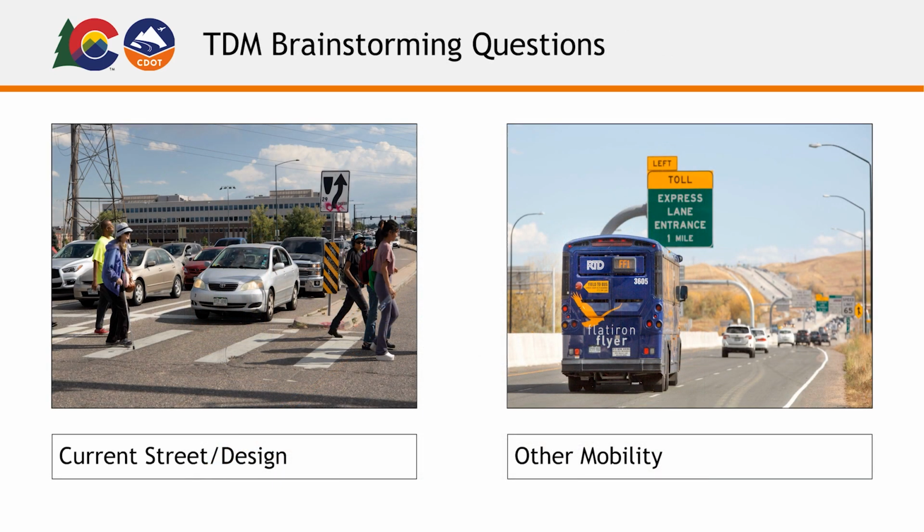Before you start creating a TDM plan, here are some questions to ask yourself. First, what is this street for? Do the current design elements support TDM goals? If not, what measures need to be added to make it more supportive of multimodal transportation? If people traveled this space in ways other than single occupancy vehicles, what would that look like?